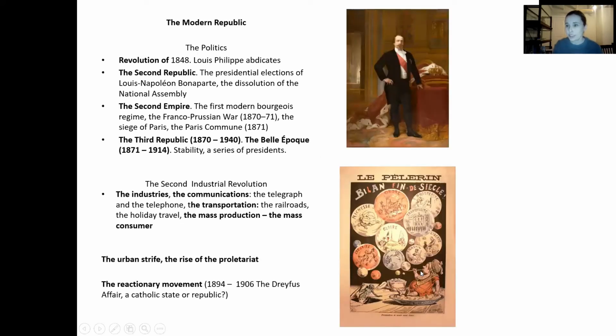So for those of you who have taken my classes, this is a very familiar slide because this is the slide I start all of my 19th century movements with. And if you've taken my class, you know I always start with the historical context. So we find ourselves in the second half of the 19th century, in the period of the first bourgeois republic. And this is the modern France.